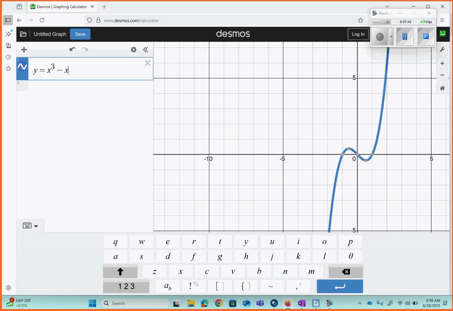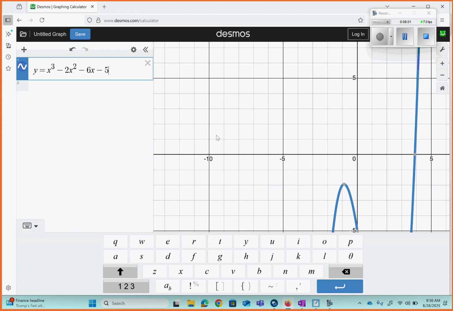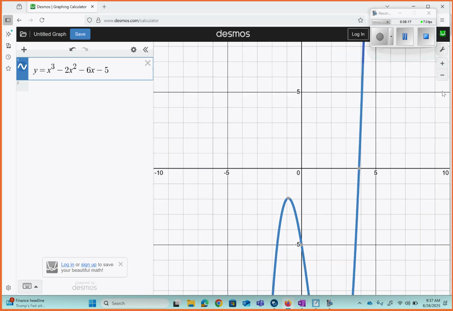Okay, so minus 2x raised to the 2nd, arrow over, minus 6x minus 5. And what they want us to do on this, the directions say sketch the graph of the following function, label all key points such as the intercepts, the max and mins, and if there are any asymptotes. I'm going to take this back to home.